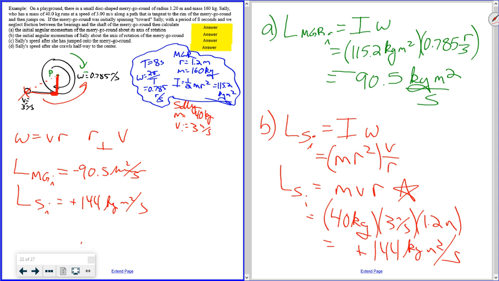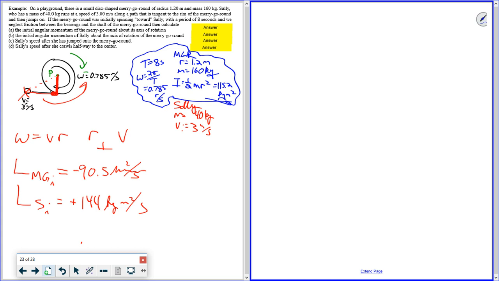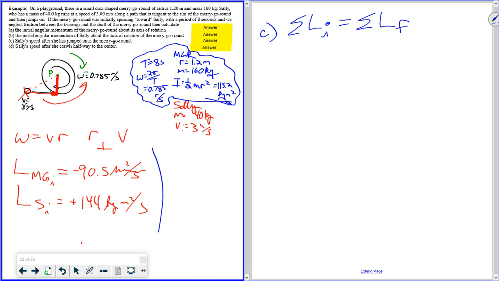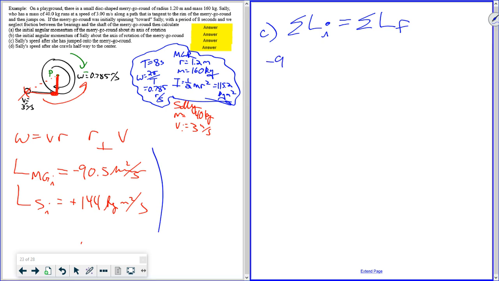Okay, so to do part C, here's what we're going to do. The total angular momentum before Sally hits the merry-go-round is equal to the total angular momentum after Sally hits the merry-go-round. Well, the total angular momentum before she hits the merry-go-round is just the sum of these two guys. So that's negative 90.5 plus 144, right? That's got to equal the total angular momentum after. So that's equal to the angular momentum of the merry-go-round afterwards.